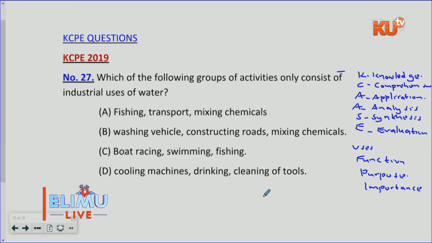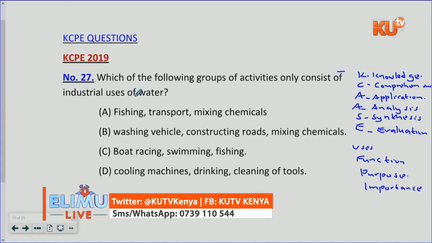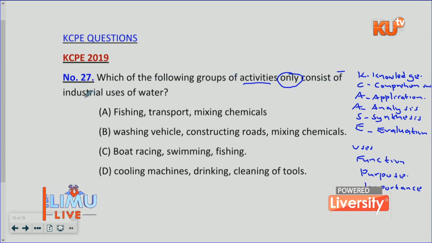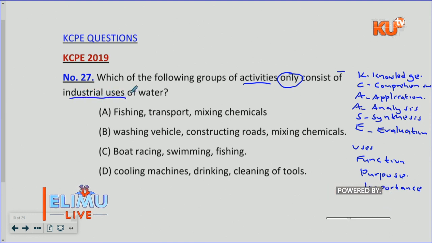So, number 27 last year, they asked a question like this. Which of the following groups of activities only consist of industrial uses of water? A good learner, if you meet a question like this, which of the following groups of activities? It is an activity. I've underlined the word activity, and they have written the word only. I circled the word only. And these activities you are looking at, it is just for industrial uses of water in industry.